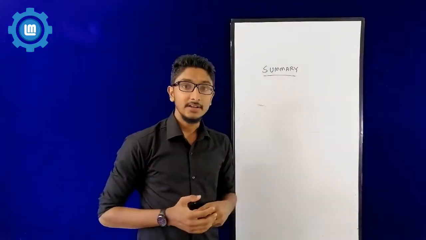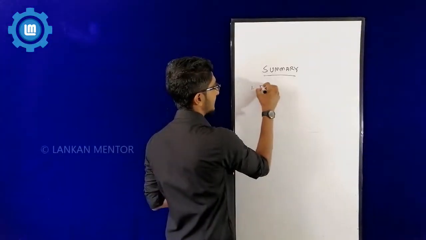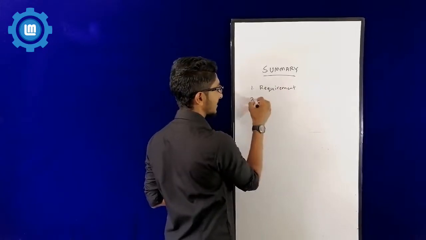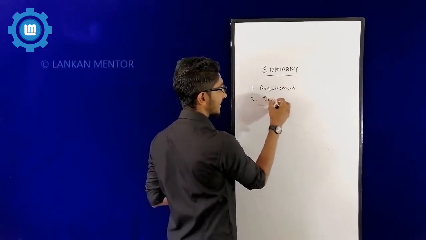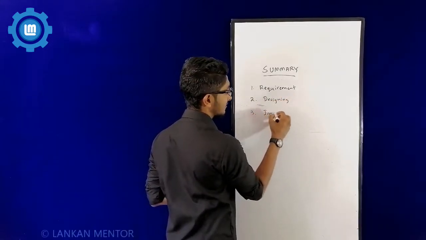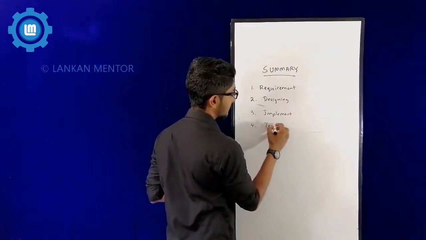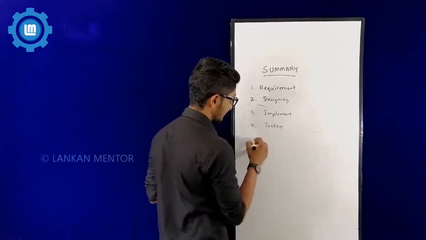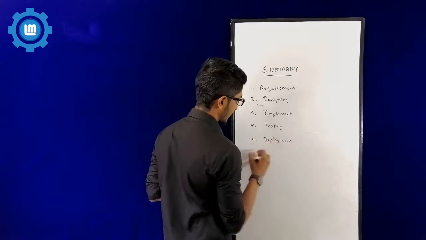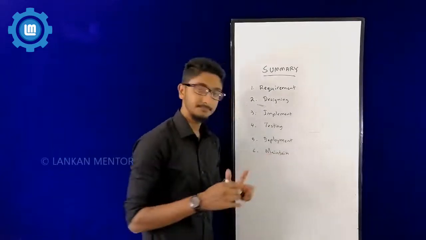So let's look at the summary of the system development lifecycle model. First, you have requirement gathering. Second, you have designing, you have to design the system. Next, you have to implement it or build the software. Fourth, you have to test the system. Fifth, you have to deploy the system, and finally you have to maintain the system.